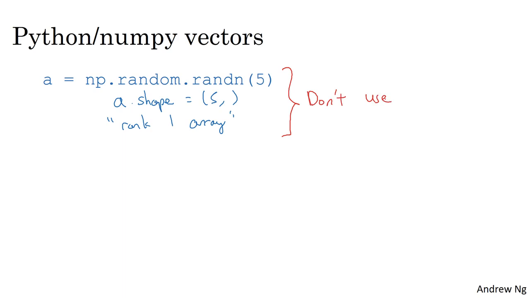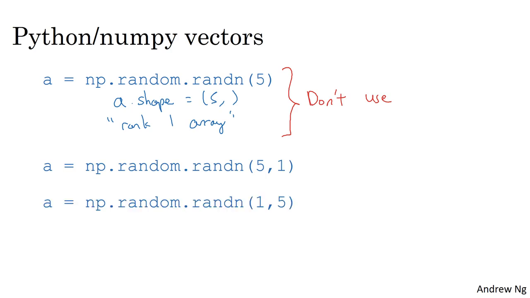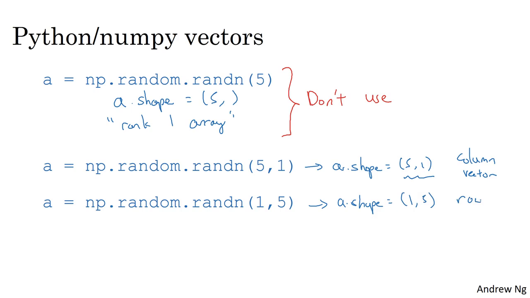Instead, every time you create an array, you commit to making it either a column vector, so this creates a 5 by 1 vector, or commit to making it a row vector, and then the behavior of your vectors will be easier to understand. So in this case, a.shape is going to be equal to (5,1), and this behaves like, or in fact is, a column vector. And that's why you can think of this as a 5 by 1 matrix or as a column vector. And here, a.shape is going to be (1,5), and this behaves consistently as a row vector. So when you need a vector, I would say either use this or this, but not a rank 1 array.